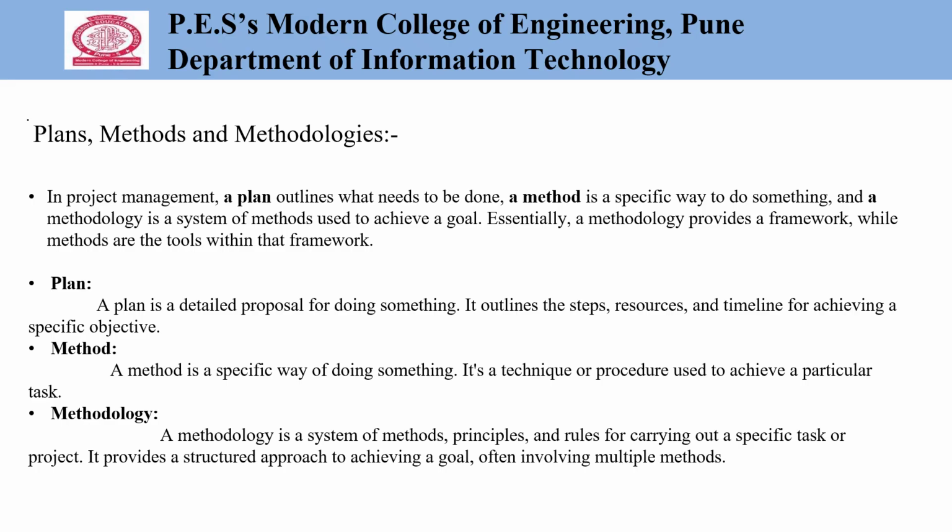It outlines the steps, resources, and the timeline for achieving a specific objective. Second one, the method. The method is some specific way of doing something. It's a technique or procedure used to achieve a particular task. Third one, methodologies. Methodology is a system of methods, principles, and rules for carrying out a specific task or project. Again, it provides a structured approach to achieving a goal, often involving multiple methods.